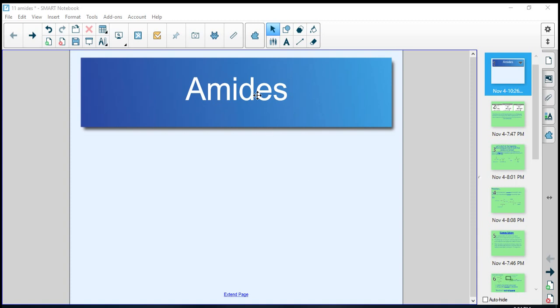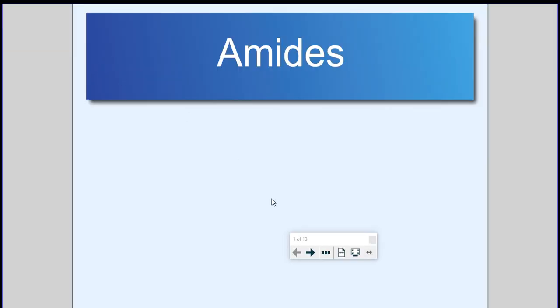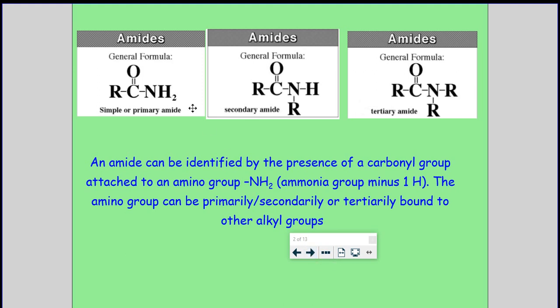So you'll see that amides look like esters, where we have a carbonyl group attached here, and instead of an oxygen, we have an amine or an amino-derived group, making this the general form of an amide. Now, a secondary amide is a carbonyl attached to an alkyl group as well as a nitrogen attached to another alkyl group, making it a secondary amide.